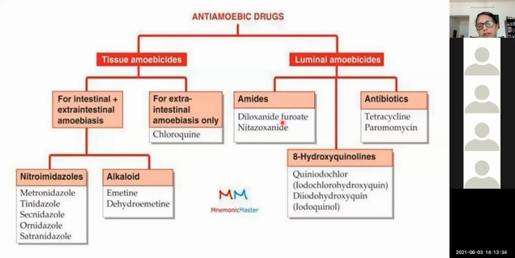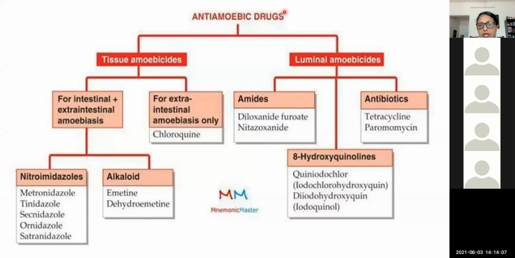These drugs will not be effective for other tissue amoebiasis. So the drugs are amides like diloxanide furoate, nitazoxanide, then antibiotics like tetracycline, paromomycin, 8-hydroxyquinolines like iodochlorhydroxyquin, that is clioquinol, and diiodohydroxyquin, that is iodoquinol. So these are the drugs, and today we will be seeing metronidazole and other related drugs, emetine, chloroquine, etc.